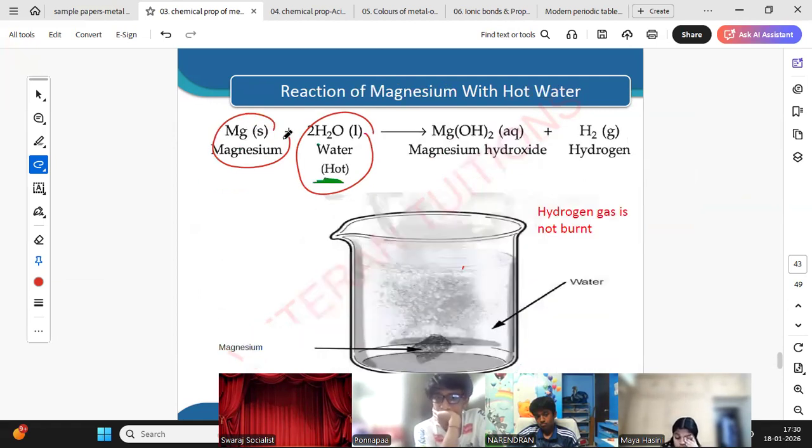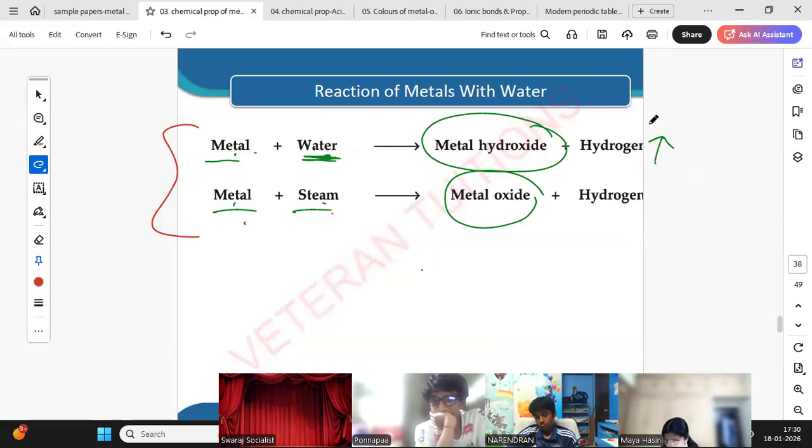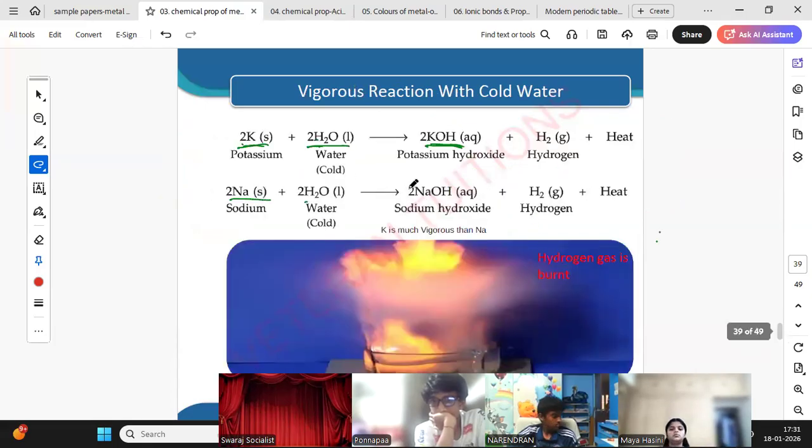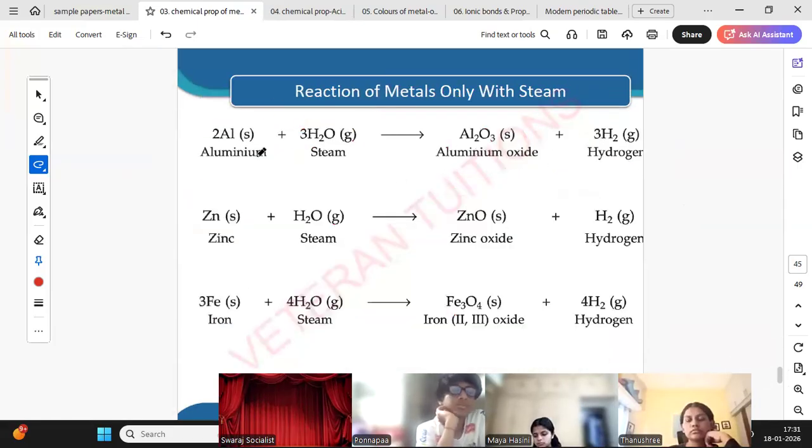Okay, so you should not remember everything. You should remember only these two statements: metal plus cold water or hot water gives metal hydroxide; metal plus steam, the gaseous form of water, gives metal oxide. Only these two you should remember, and the path you should remember which group is behaving which way. Okay, let us go to the third group.